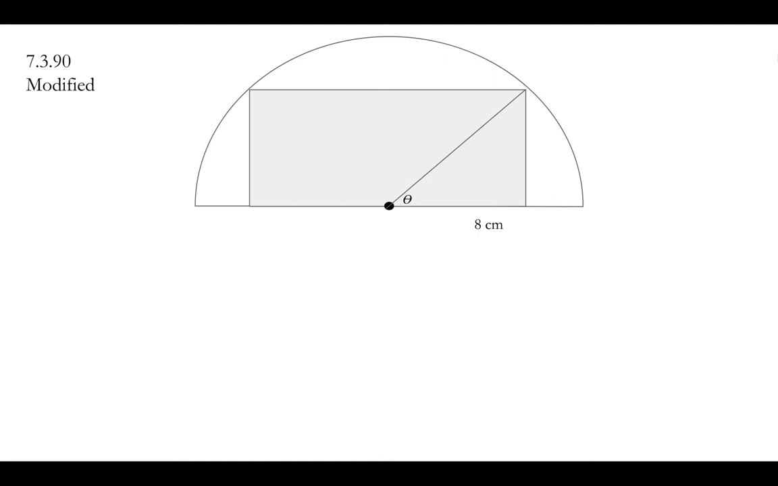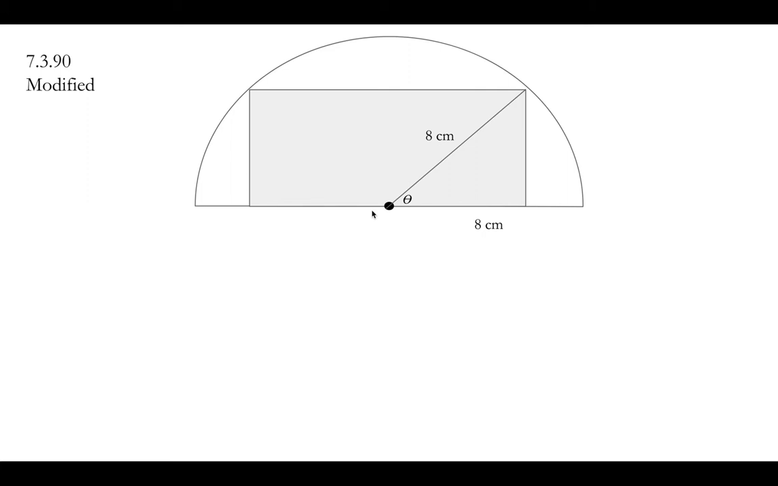Okay, so this is 7.3, number 90 from the textbook. Part A is asking us to show that the area of the rectangle is modeled by the function A of theta equals 64 sine 2 theta. First thing we want to notice is that here the radius is 8 centimeters, and that would make this line right here, which is also a radius, 8 centimeters.